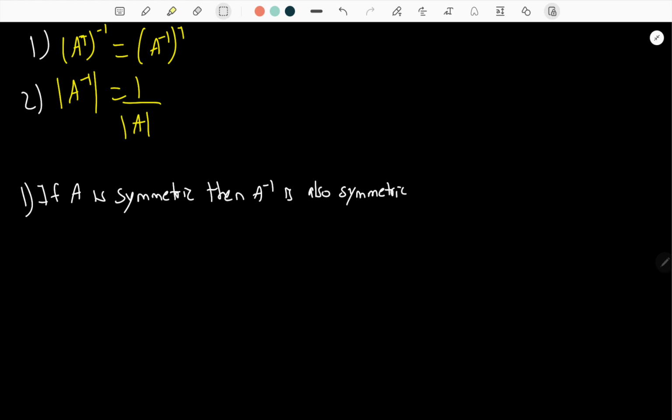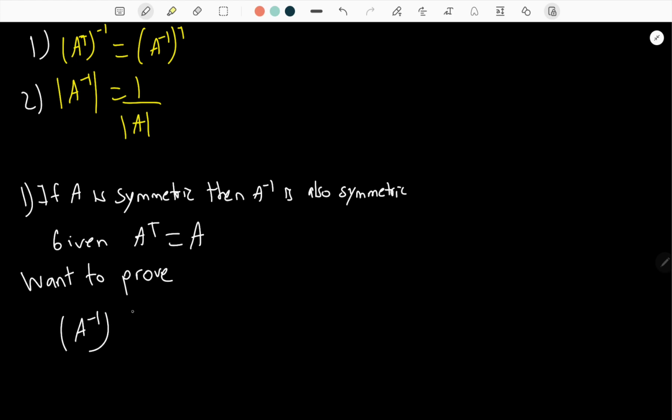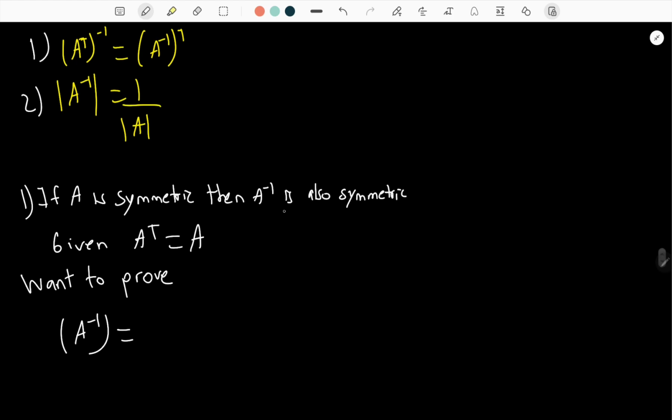Here we have a question that says if A is symmetric, then A inverse is also symmetric. So the given is that A is symmetric, meaning that A transpose is equal to A. This is the given. If the question says A is symmetric, the transpose of A is equal to A. And we want to prove that A inverse is also symmetric. So we want to prove A inverse transpose is equal to A inverse. This is what we want to prove.